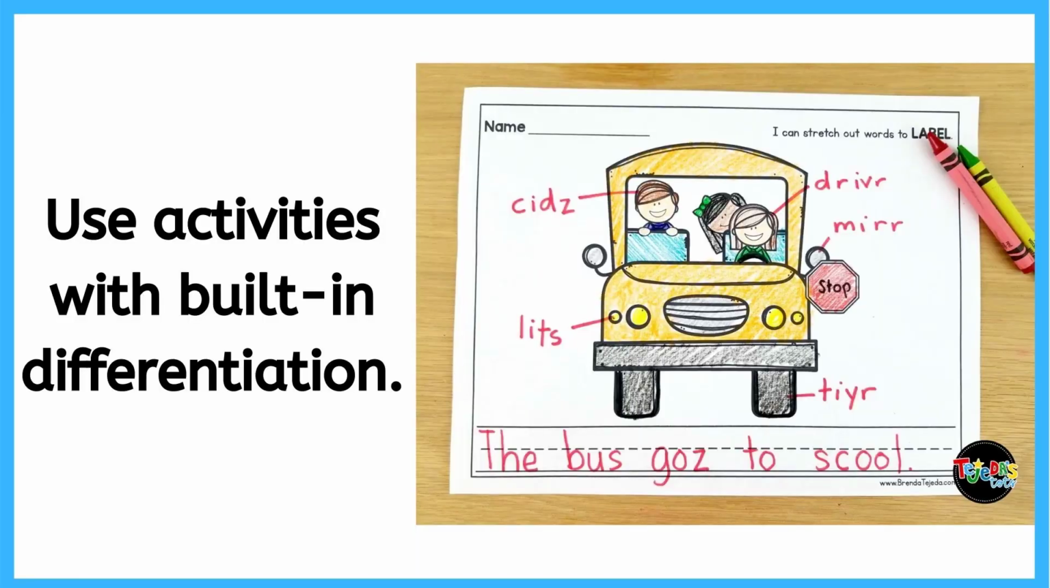For example, in a writing center, you might have an activity where students have to label or write sentences. Some kids might label a picture with the beginning sound. You'll also have students who can label using all of the sounds in the word, and some students might be ready for writing sentences. And so an activity like that would be so helpful because you don't have to switch it up for your advanced students or students who need extra support because this already has built-in differentiation.